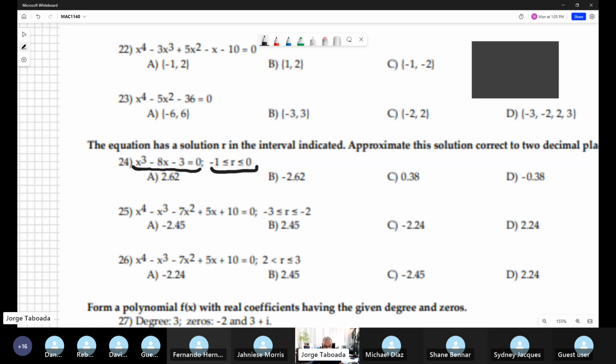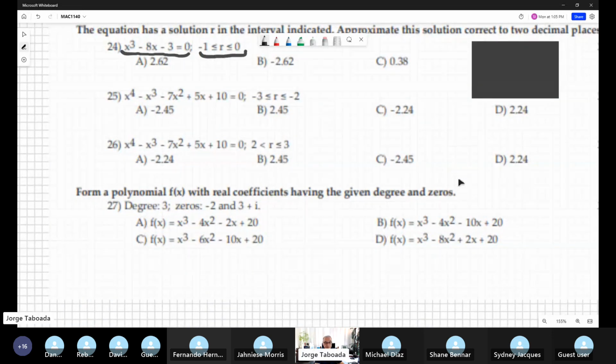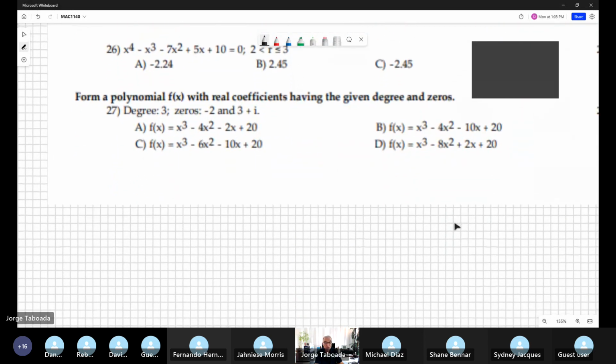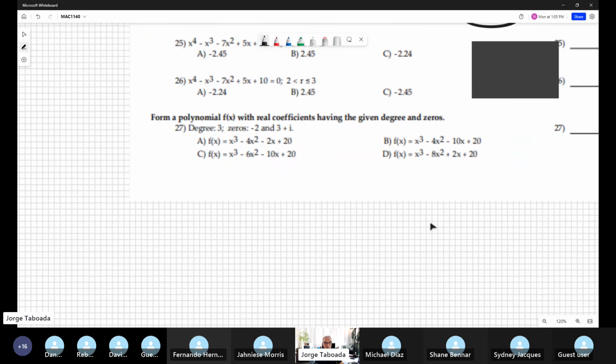I suppose that the answer is this, no? Negative zero point is D. I copied in my paper C. C is positive, no? It's negative. D. Guys, do you understand or no? Yes. Okay. Entonces, 25 and 26 are the same, no? 27 is nice and important.